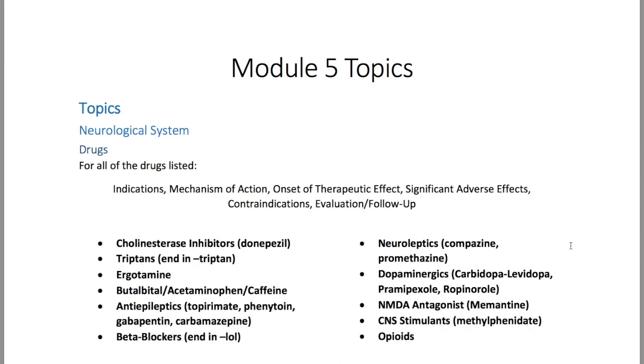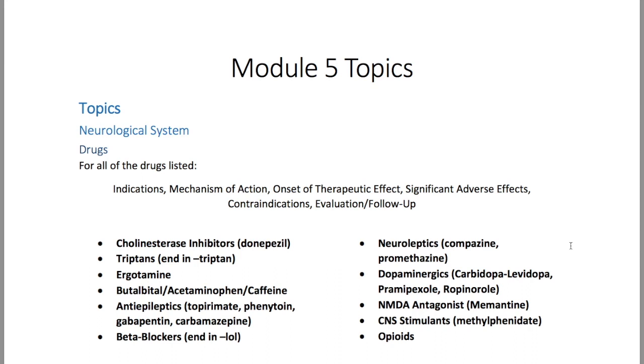I also want you to know significant contraindications. Who should you not prescribe those medications to? And then how do you know the drug is working? How long should you give before you follow up with the patient? So those are the key things that you want to know for each of these medication classes.